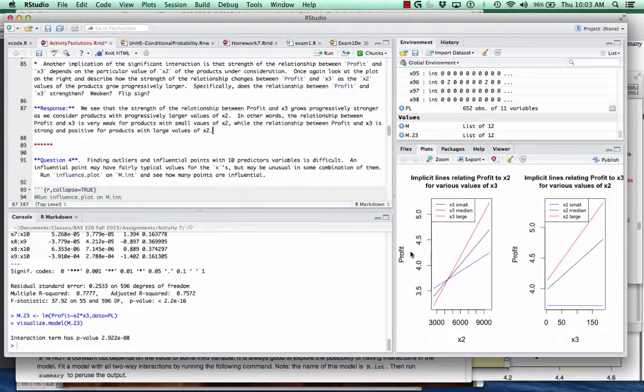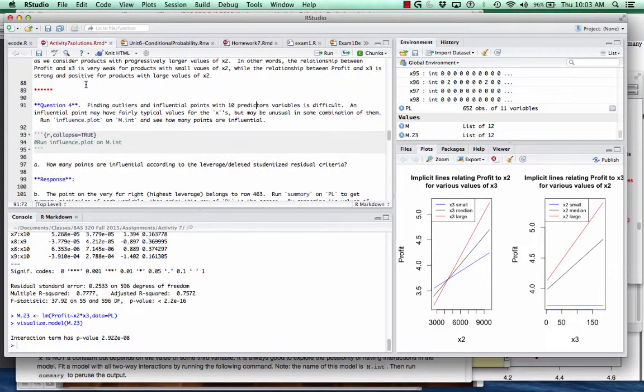We could ask the question the other way around: how does the nature of the relationship between profit and x2 vary depending on the x3 values of the products we're looking at? Well, we see that for products with small values of x3, this blue line here, the relationship between profit and x2 is positive. But as we consider products with progressively larger values of x3, going from the blue line to the median to the red line here, all the way up to products with the largest values of x3, we see that the strength of the relationship between profit and x2 gets stronger. So initially, the relationship between profit and x2 starts out positive for small values of x3, and it only grows in strength as we consider products with progressively larger values of x3.